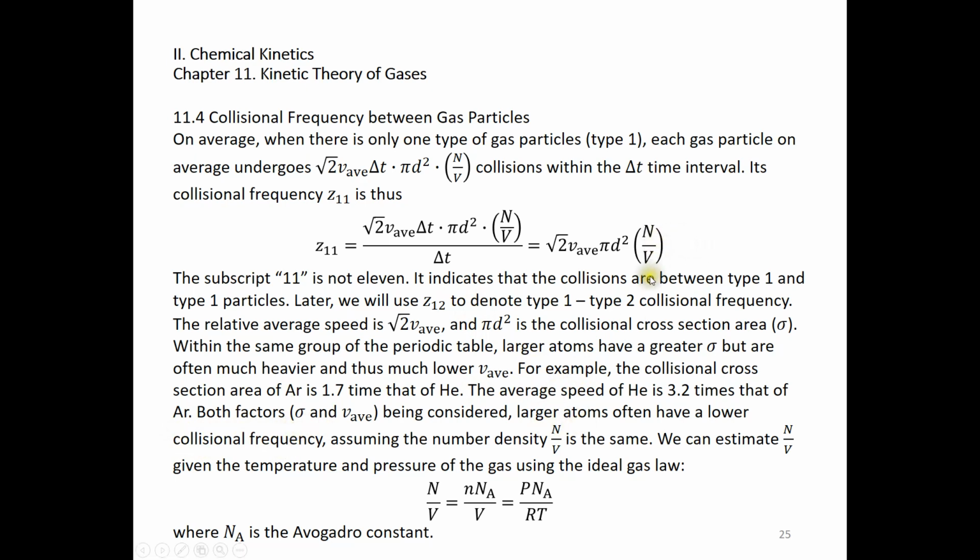Assuming this N over V is the same, we can estimate N over V given the temperature and pressure of the gas using the ideal gas law. N is the number of moles times Avogadro constant, and the number of moles over volume of the container is just P over RT. So the number density is the pressure times the Avogadro constant over RT.